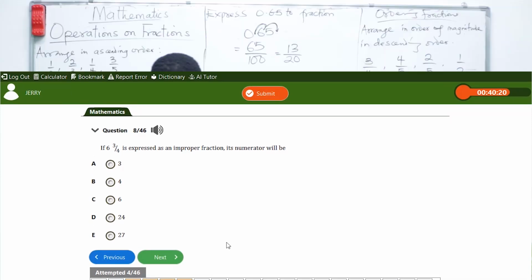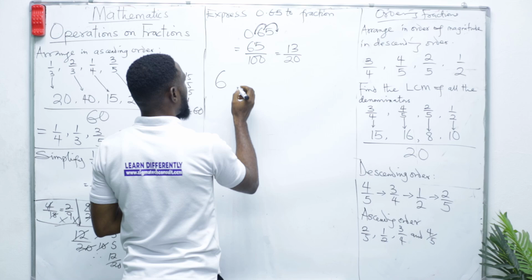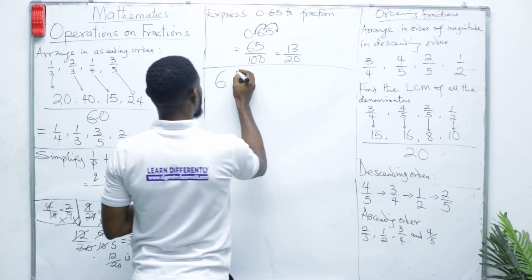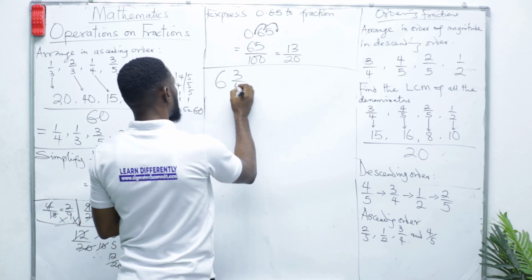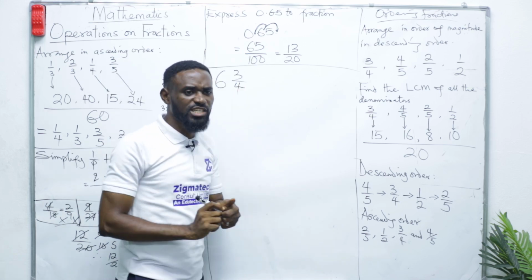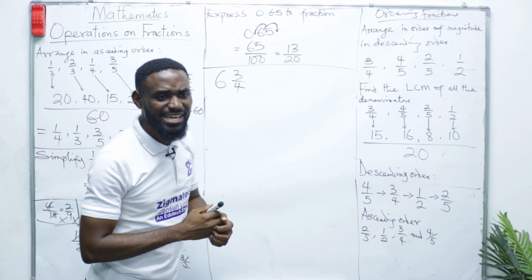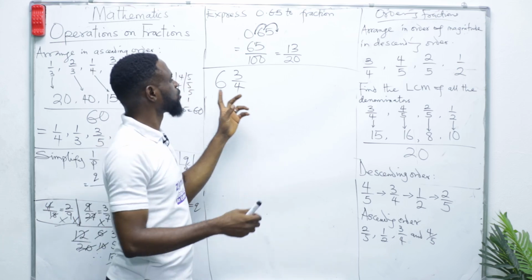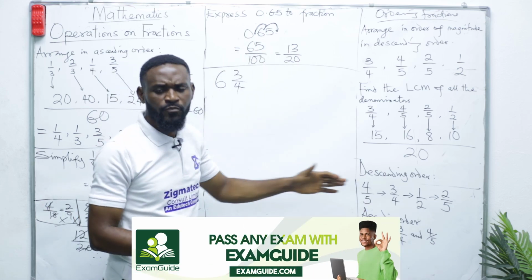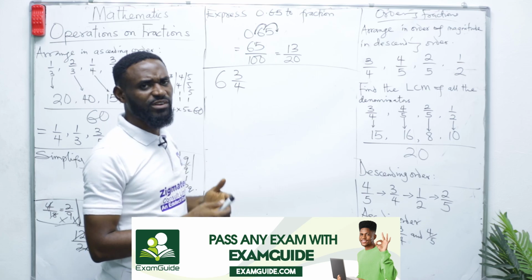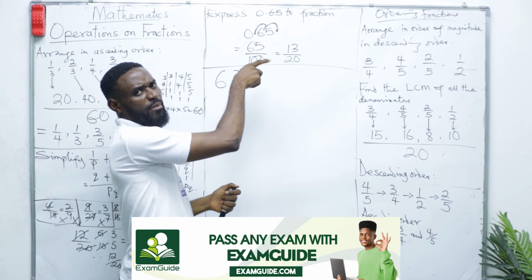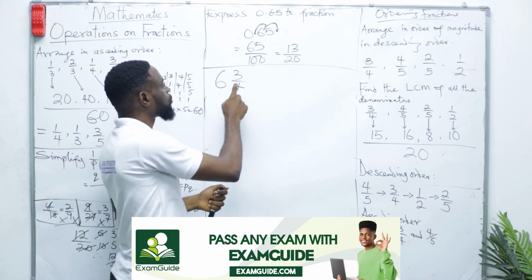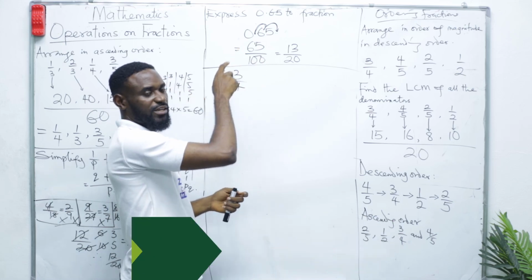This is 6 whole number 3 over 4. So they say if 6 3/4 is expressed as an improper fraction. So they say we should express it as an improper fraction. To express this as an improper fraction is to simply change this to improper fraction. Do you understand that? To change this to improper fraction.